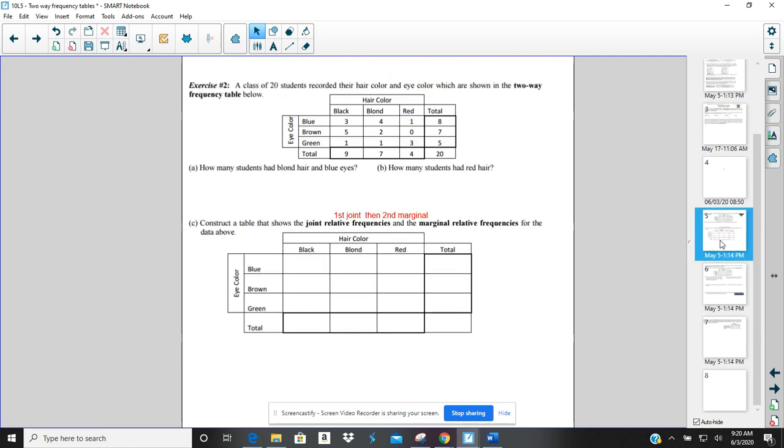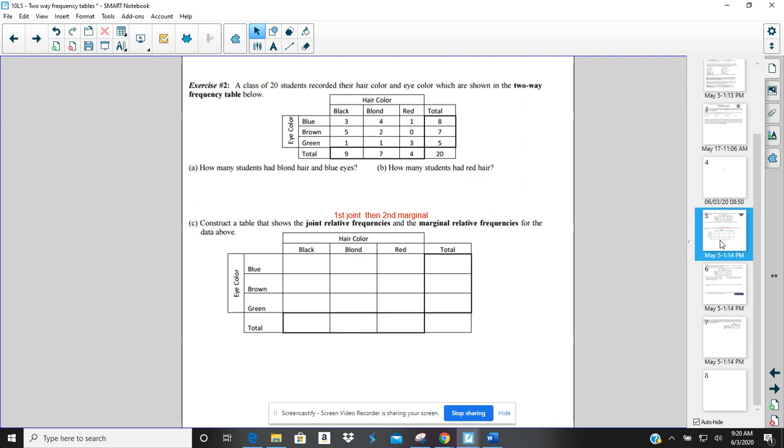So in exercise 2, they have a generic class of 20 students, and they recorded their hair color and eye color, which is shown in the two-way frequency table below. They only have 3 colors of hair: black, blonde, or red. I know there's more, but those are the 3 colors they chose. Eye color, they had blue, brown, green. Again, I know there's more: hazel. Some people even have gray eyes, and a few people have black eyes, right?